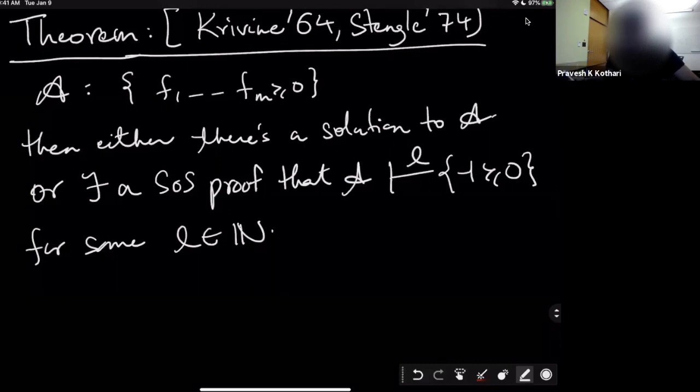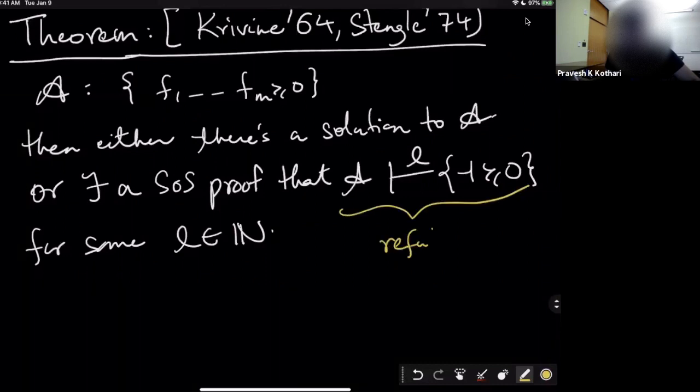Because this is a very special kind of derivation, by the way, we're going to call it a special name. We're going to call it a refutation. So we're going to think of this particular statement as saying that I have refuted the system A. I have found a proof that it is infeasible. Okay, very good.